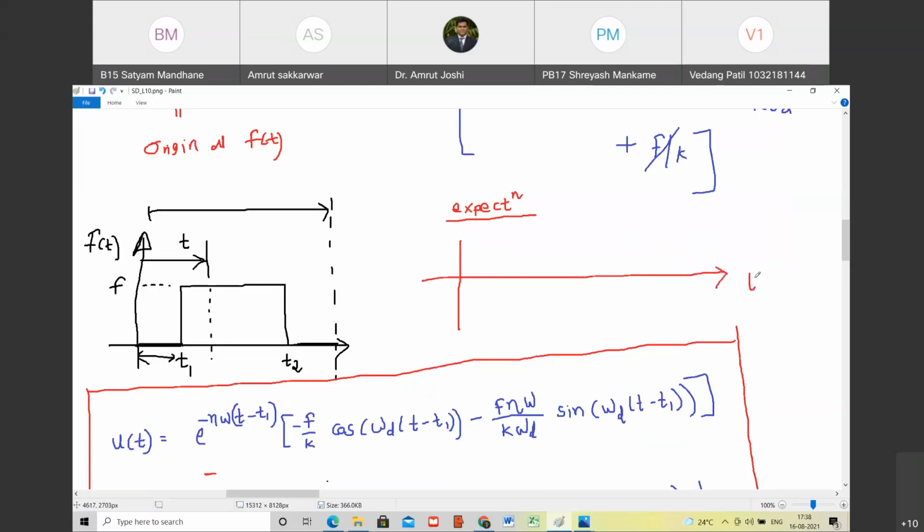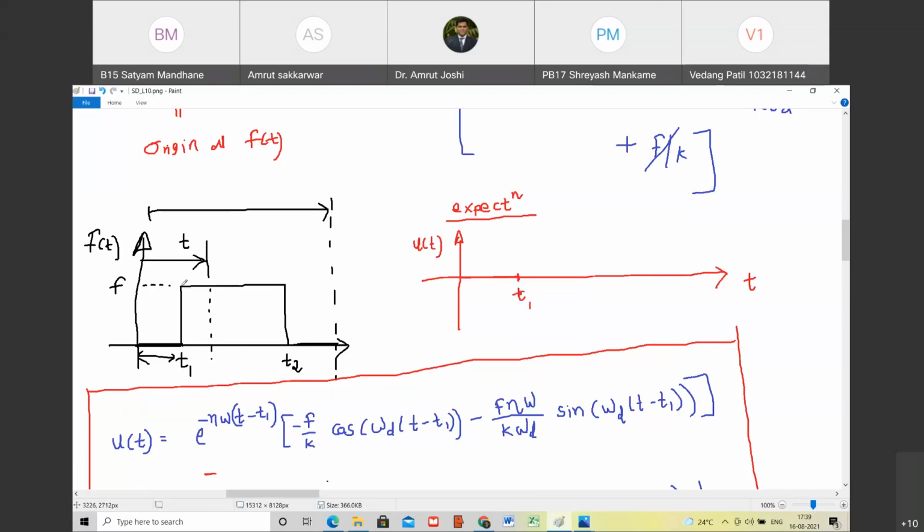So this is time t and this is u of t. Are you with me? Yes, sir. How does the response of this system look like? So till t1 the response is 0. Do you agree with me? Yes. The response will be 0 till t1. Happy?